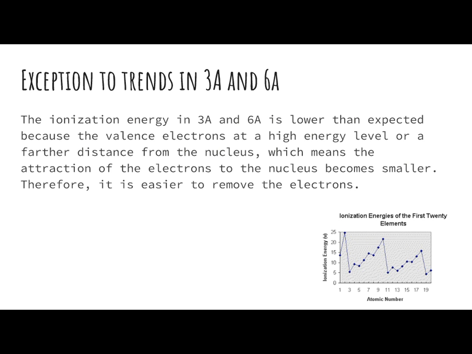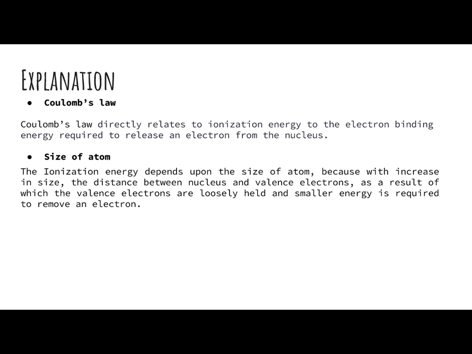Keep going. Okay, so exceptions in period 3A and 6A, they have a lower ionization energy than expected because valence electrons at a higher energy level are a further distance away from the nucleus, so the attraction of the electrons is lowered, so it's easier to remove those electrons. You said higher energy level, farther away from the nucleus? Explain it to me. Because energy level is not the term. Because it's group 3A and 6A. Give me two examples from the periodic table, 3A and 6A.